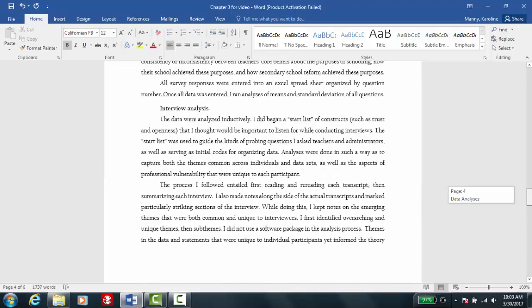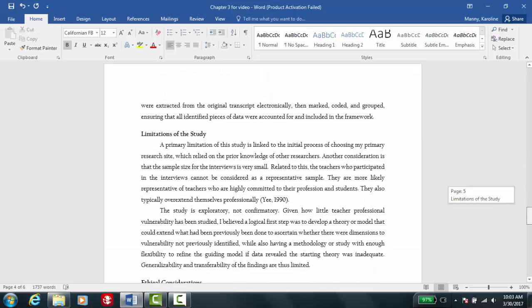So after you've discussed your site, how you developed your instrumentation, your sample, how you distributed your instrumentation, what you did to collect your data, and after you've described your analysis process, you come down and you have here a level 2 subheading, and you talk about the limitations of your study.